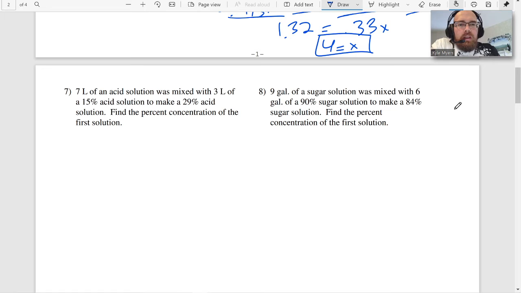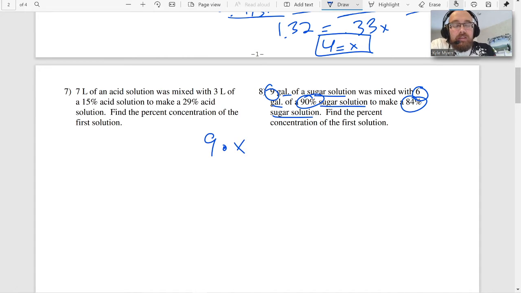Let's look here. 9 gallons of a sugar solution was mixed with 6 gallons of a 90% sugar solution to make an 84% sugar solution. Find the percent concentration of the first solution. All right, so we set it up the same way. 9 gallons of a sugar solution. It doesn't say how much sugar is in it, so we don't know. It's times X. So this time the X is the percent.